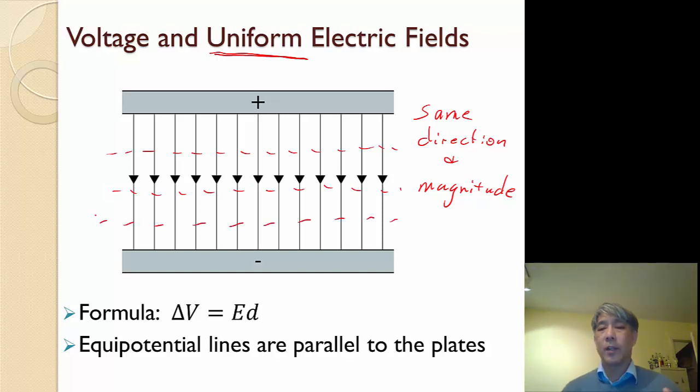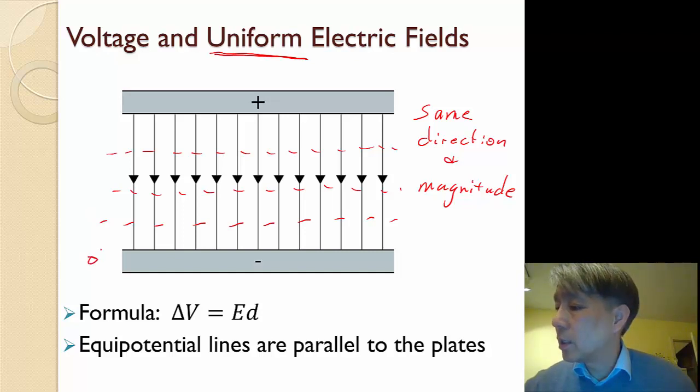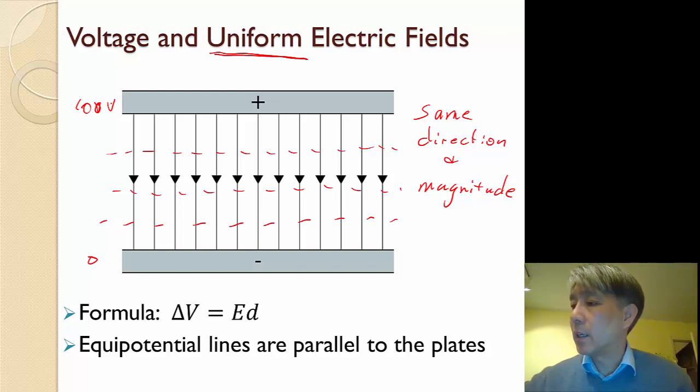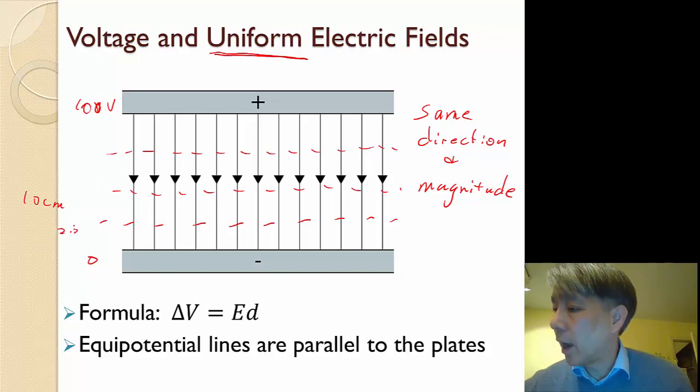And we have a formula that says the change in voltage is going to be the magnitude of my electric field everywhere times the distance. So what it means is that my voltage will change linearly with distance. So if this is 0 and 100 volts, and my spacing is 10 centimeters, every 2.5 centimeters would correspond to a 25 volt increase.